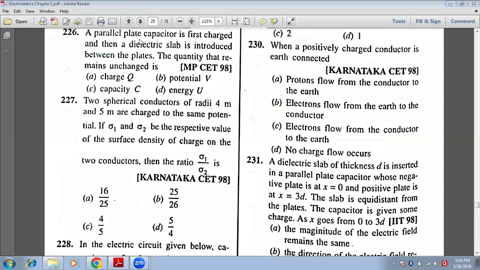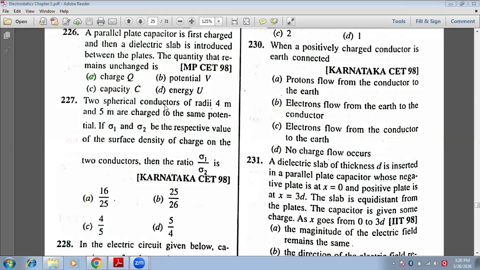A parallel plate capacitor is first charged and then a dielectric slab is introduced between the plates. The quantity that remains unchanged is: option A, charge Q; option B, potential V; option C, capacity C; option D, energy U. Correct answer, option A, charge Q.